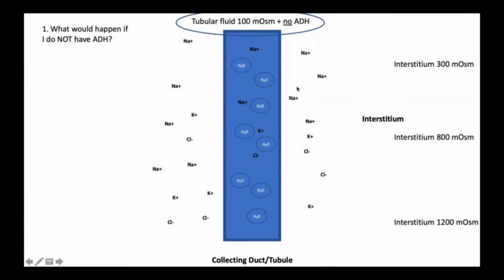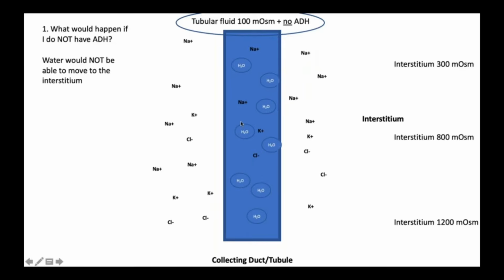So Amir, what would happen if I do not have ADH? I'm assuming since you don't have ADH, you won't have any aquaporin channels, so the water just passes by. It won't be reabsorbed. It just passes through the collecting ducts. Exactly. You're not going to have water that's going to move into the interstitium.